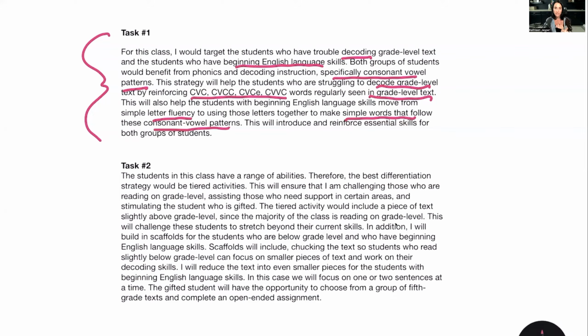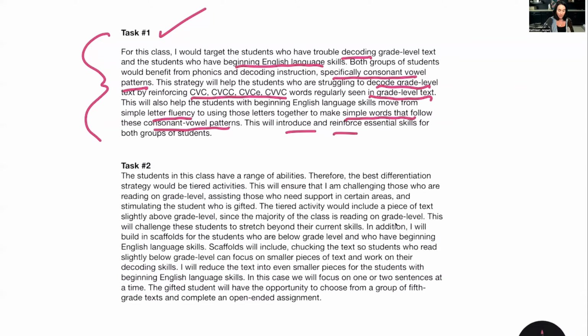So there, I explained what the strategy is. We're working on consonant vowel patterns. Why does it work? And here's another piece of the rationale. This will introduce and reinforce essential skills for both groups of students. Good. We've got the more broad where I talk about we're going to use some decoding. Then I get more specific into the actual strategy. Then I talk about how we're going to use it. And then I talk about why it's important. Task number 1 here meets all of the requirements that they want me to do for this particular constructed response.